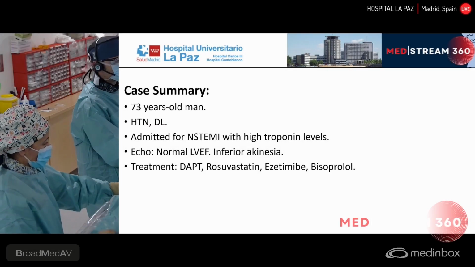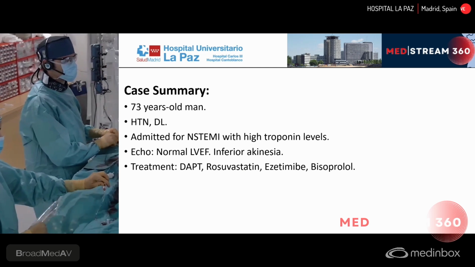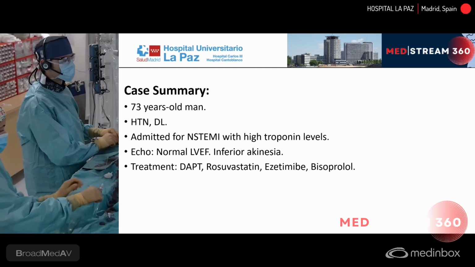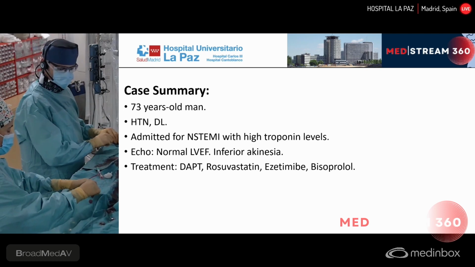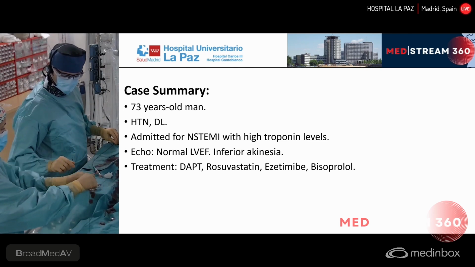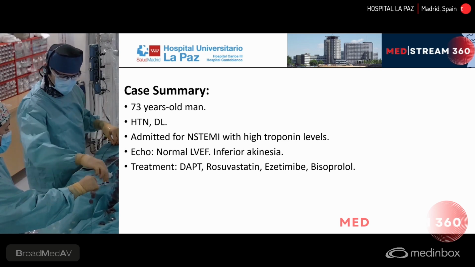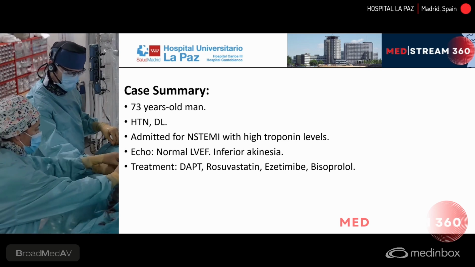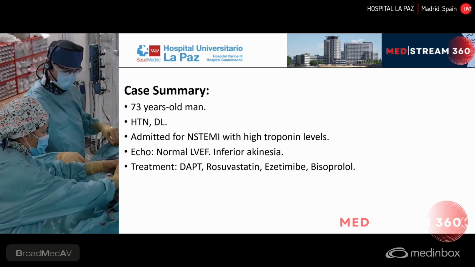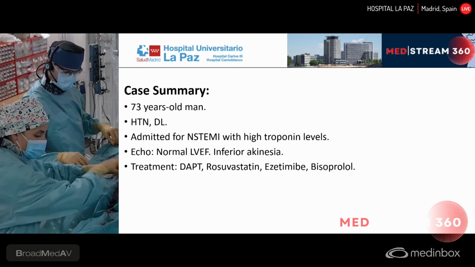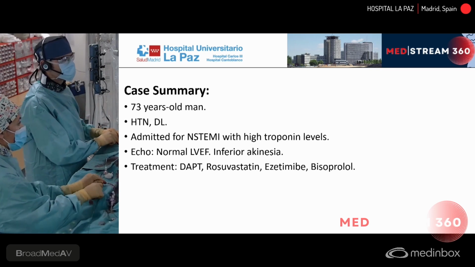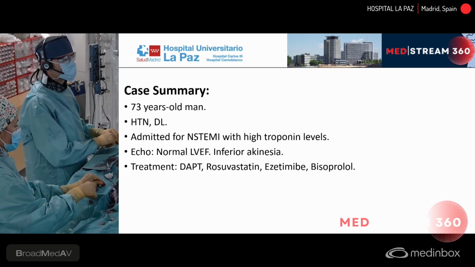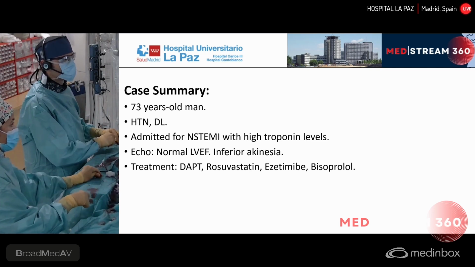Representing a 73-year-old man with a medical history of hypertension and elevated LDL cholesterol was admitted to the hospital due to non-ST segment elevation myocardial infarction with high troponin levels. An echo revealed a normal left ventricular ejection fraction but showed inferior akinesia. The patient's treatment plan included dual antiplatelet therapy, atorvastatin, ezetimibe, and bisoprolol.